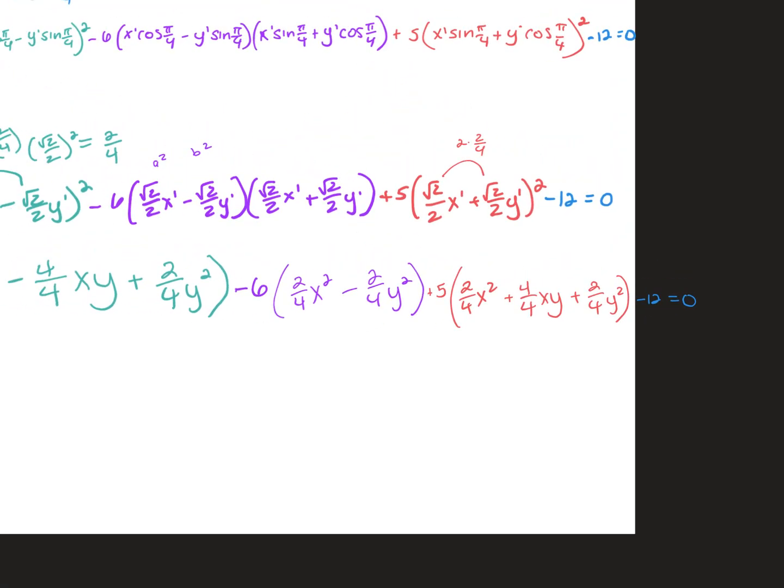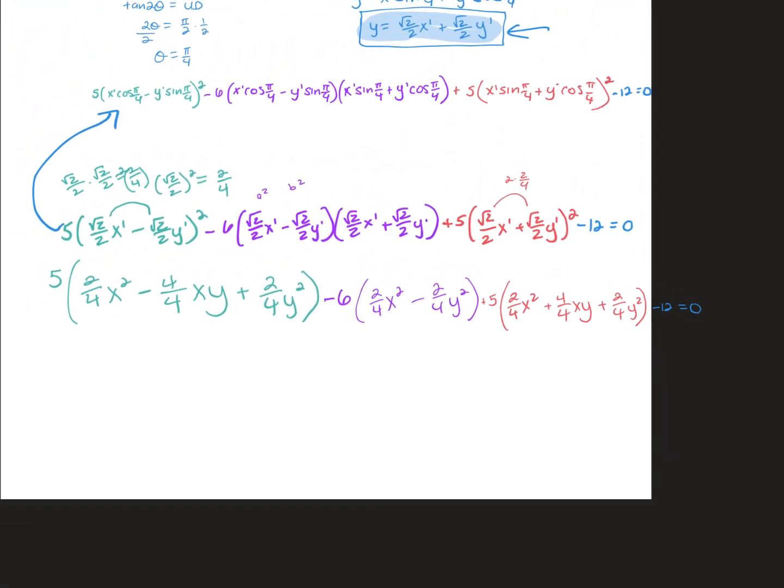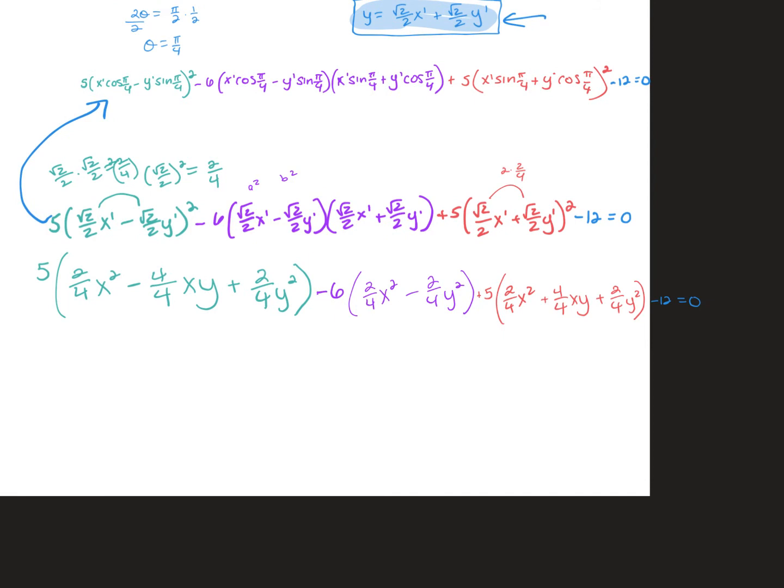Now all the denominators are over 4, so I can get rid of them by multiplying my entire equation by 4. From all of the parentheses that have all the 4s, it completely cancels out. Cancels, cancels, cancels, cancels, cancels, cancels, cancels, cancels. The 12 over here gets the 4, however, and obviously 4 times 0 stays a 0.